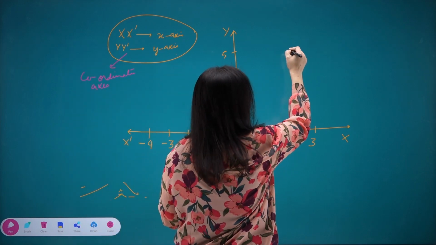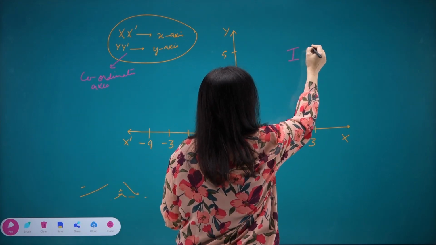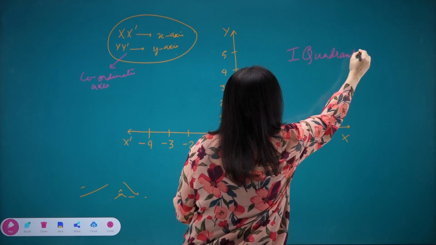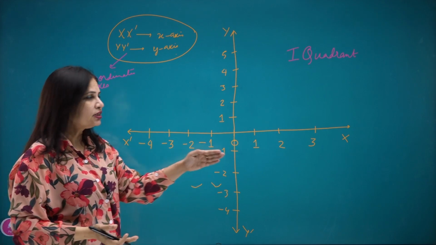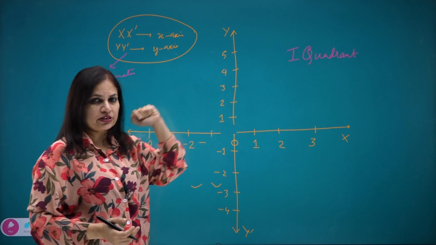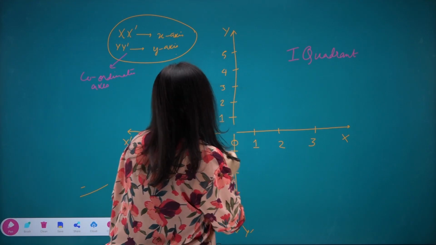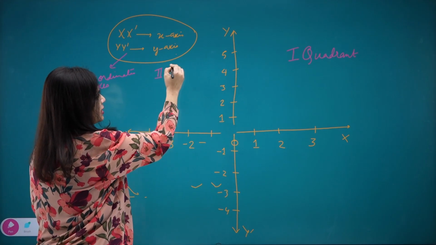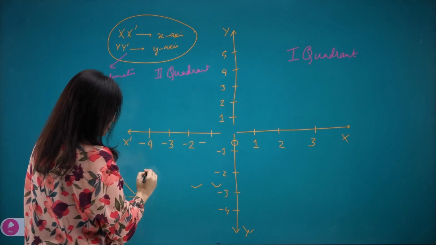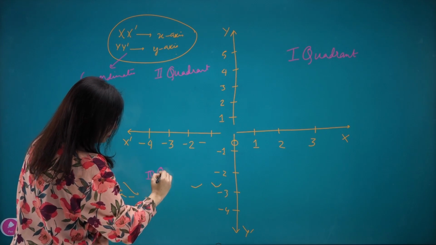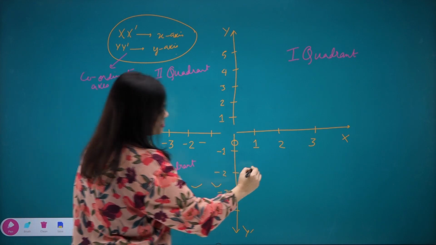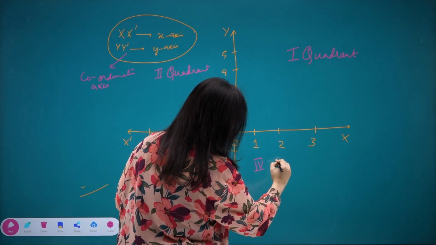The first region is known as the first quadrant. We are moving in this direction. We tilted the number line in the anti-clockwise direction, so my first quadrant lies here. This is my second quadrant. This is my third, because we are moving in the anti-clockwise direction, and this is my fourth quadrant.